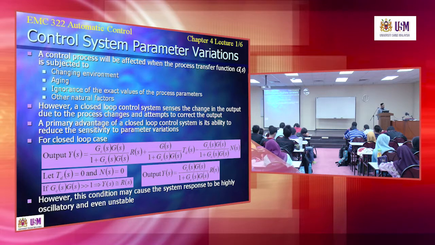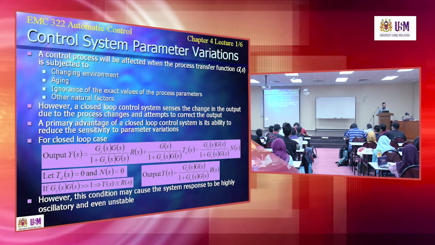However, a closed loop control system senses the change in the output due to the process changes and attempts to correct the output. The goodness when we have a closed loop control system is that we have the feedback that measures the output. So if there are changes because of the change in the parameter, the system is also aware, and because of the awareness, the closed loop control system will try to react to the changes. So that is the goodness of a closed loop control system.